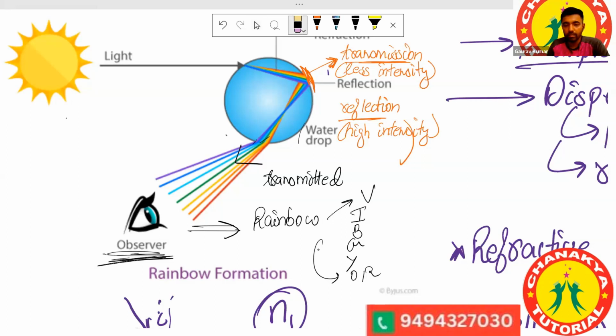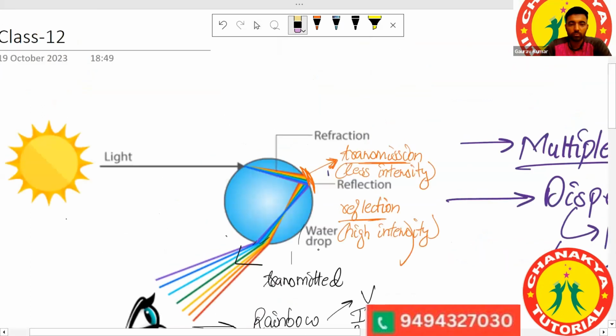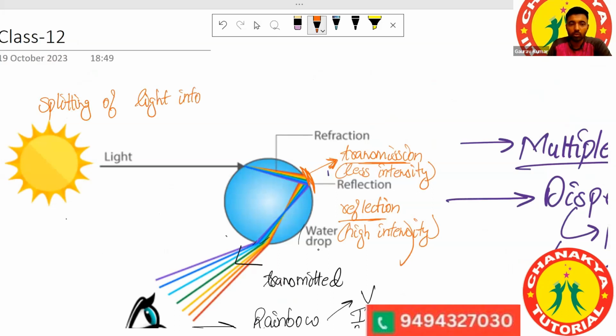Okay. Any doubt how this rainbow is appearing? So this phenomenon, the splitting of light into 7 colors, is known as dispersion.